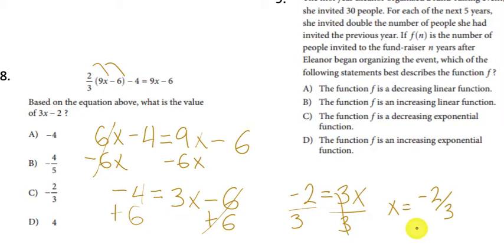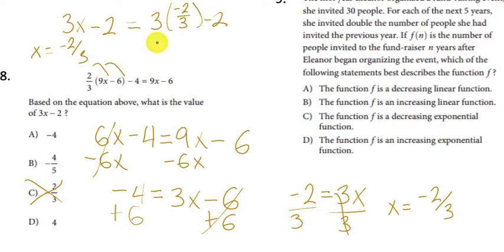Remember, the question is not asking for what x is equal to, so the answer cannot be C. The question is asking for 3x minus 2. And we need to plug in what x equals. We found that x equals negative 2 over 3. So we're going to plug this in. 3 times negative 2 over 3 minus 2. 3 divided by 3 is 1. 1 times negative 2 is negative 2. And then minus 2 will be negative 4. Or answer choice A.